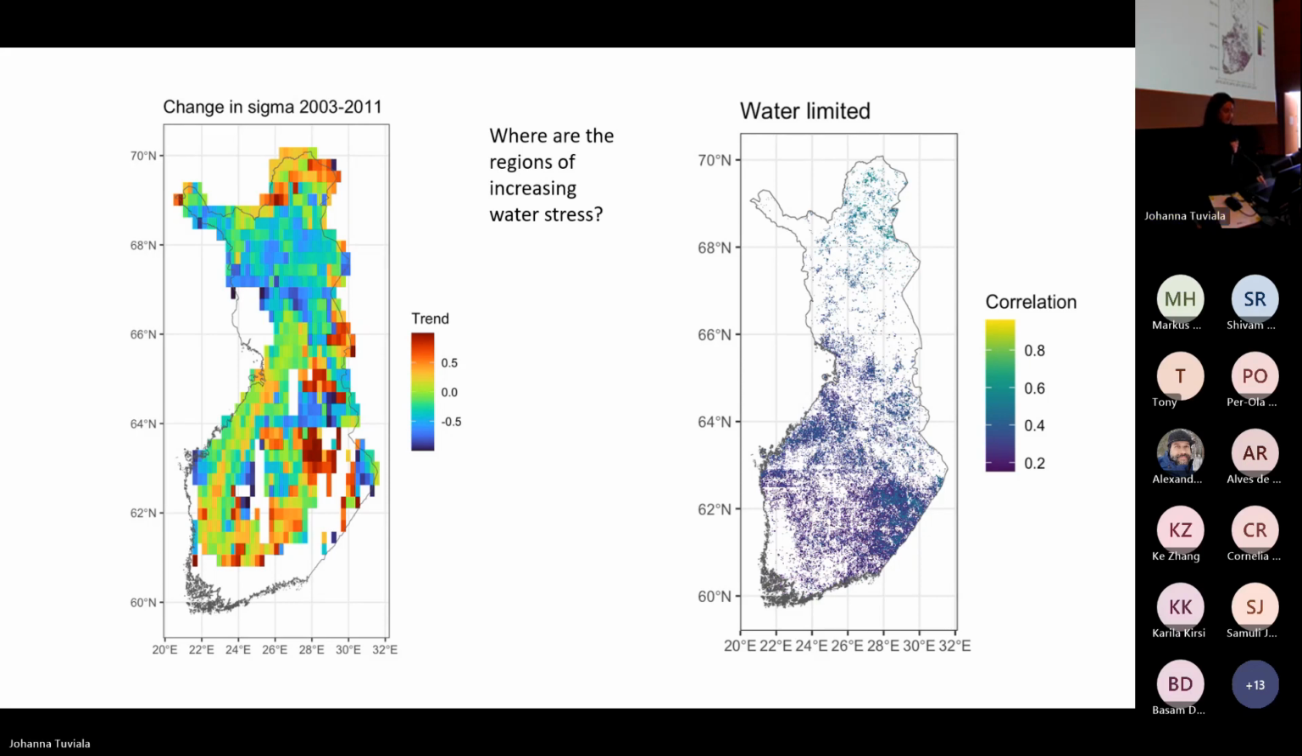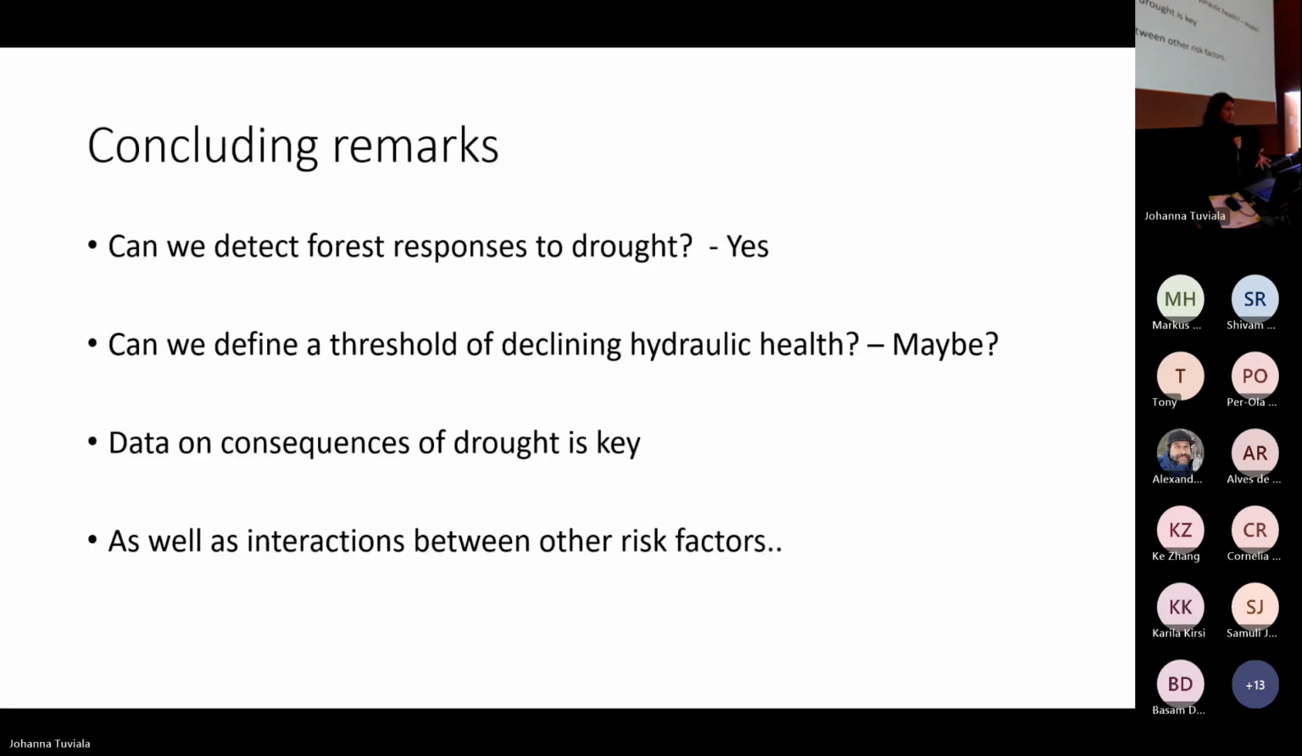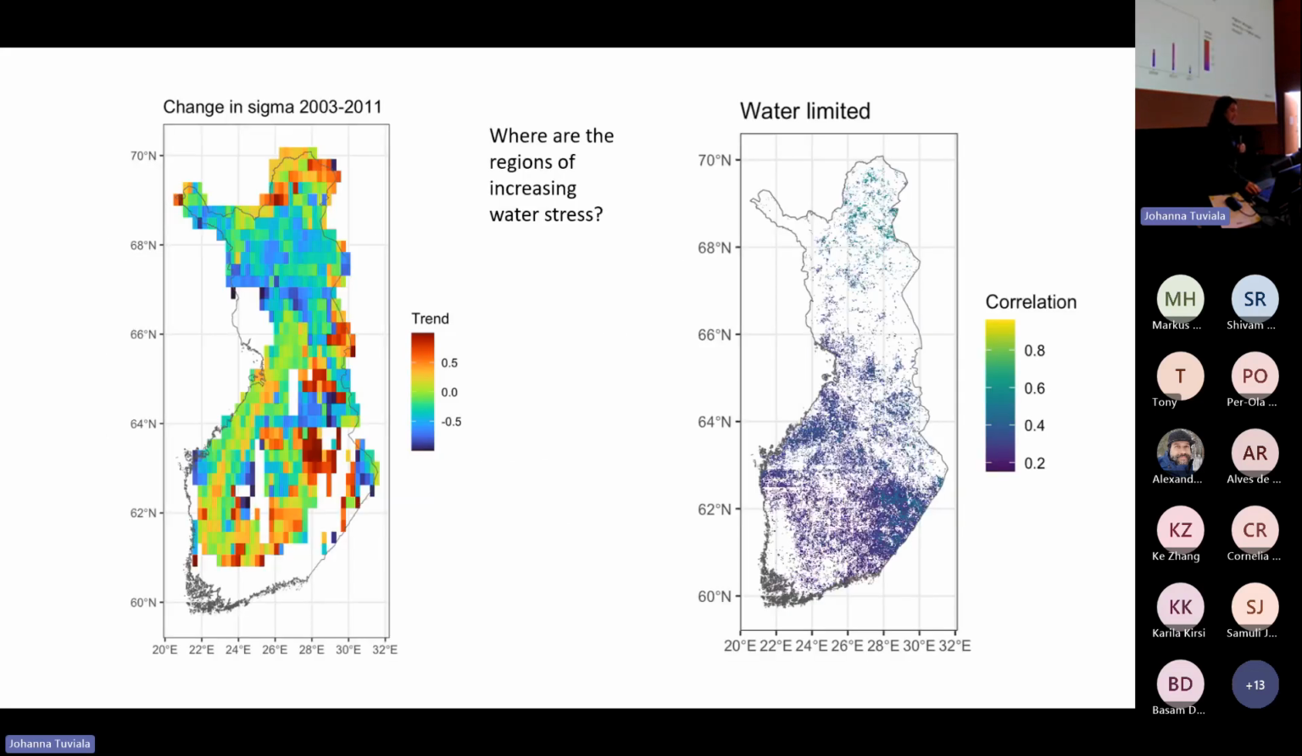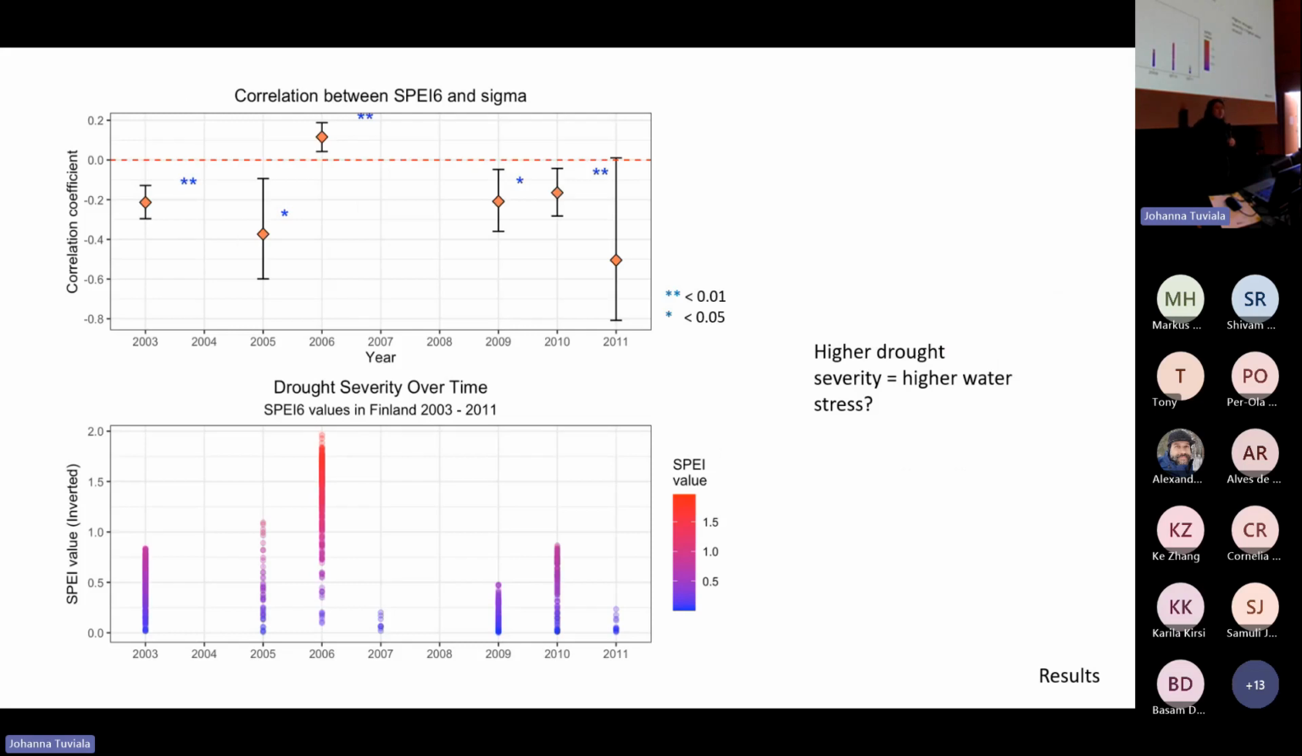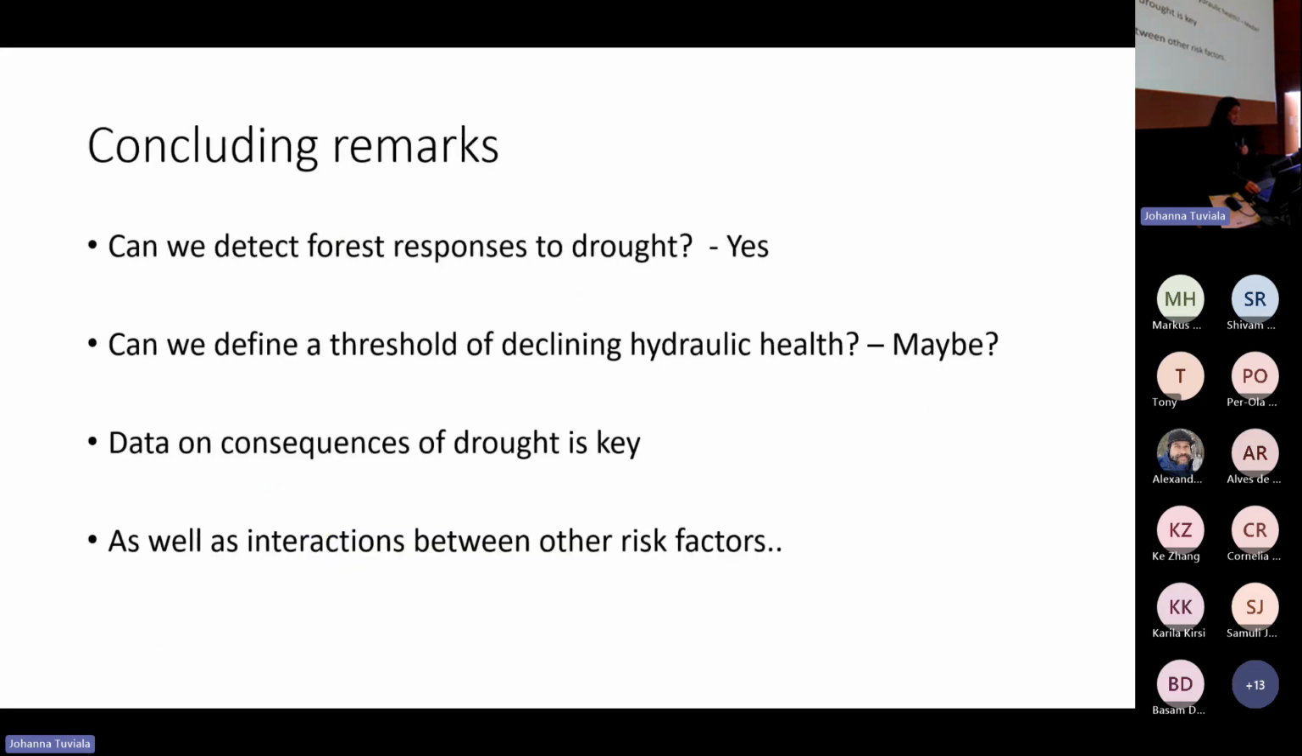So what are my concluding remarks? Can we detect forest responses to drought? I will say tentatively yes. We do see a change in the water use strategies here, in 2006 at least. Can we define a threshold of declining hydraulic health? I'm going to say maybe.